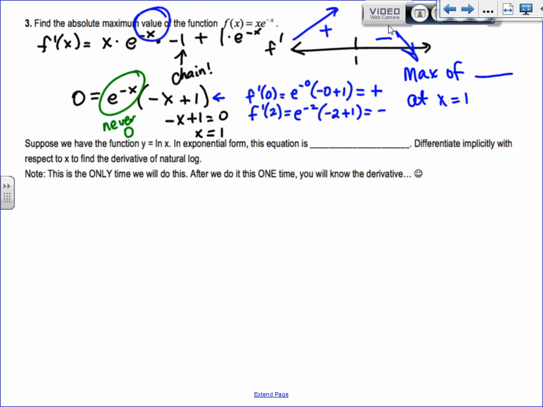So we find it. So go in and plug 1 into your original. If you plug in 1 to your original, you get 1 times e to the negative 1. So you get 1 over e. So we have a max of 1 over e at x equals 1. That is your solution.